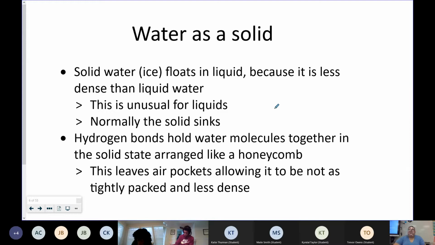So hydrogen bonds, remember, hold water molecules together. Whenever they're in the solid state, they're arranged kind of like a honeycomb. So here's where that bent shape of water comes in. We had the water with the hydrogen and the oxygen. That's going to be attracted to another water molecule, and I'm just going to put dots showing that it's attracted. And then there will be another water molecule that it's attracted to.